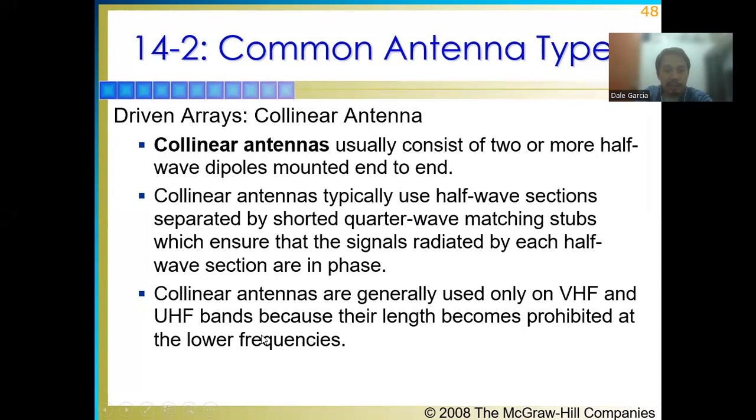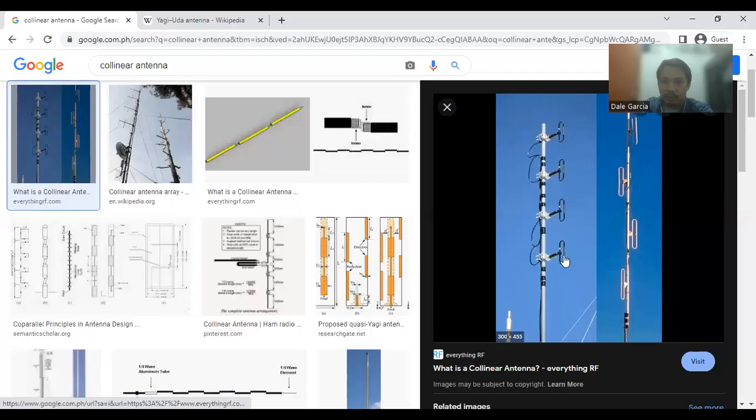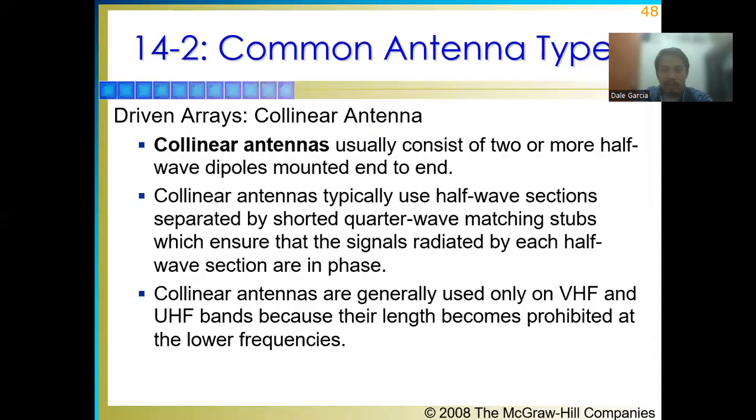Currently used only on VHF and UHF bands because their length becomes prohibitive at lower frequencies. They are restricted in frequency. The lower the frequency is, the larger the size of the antenna. We cannot create such large antennas in this orientation, no? They would overlap. So they are restricted to very high frequency and ultra high frequency signals.